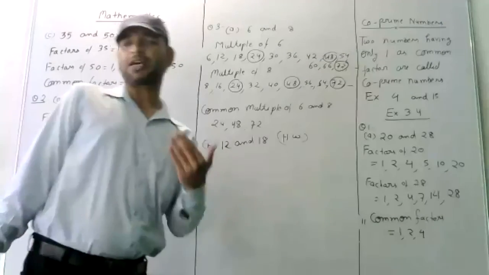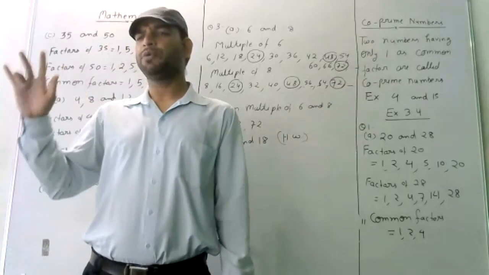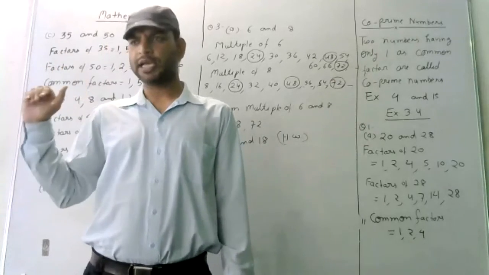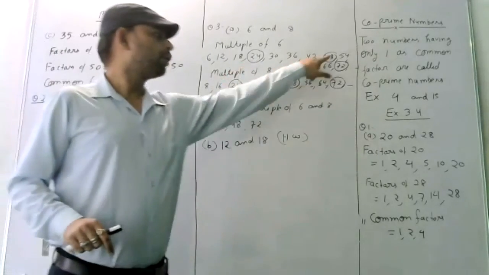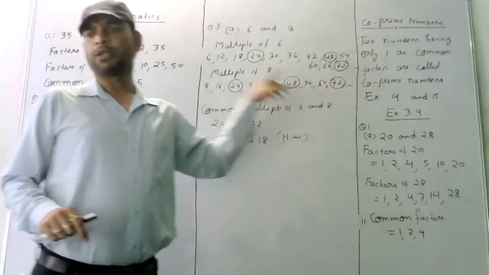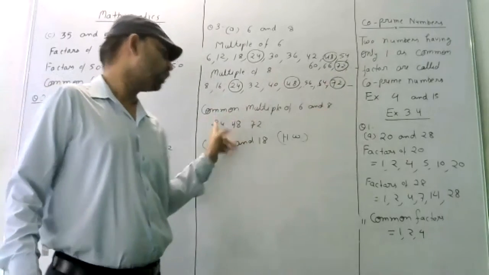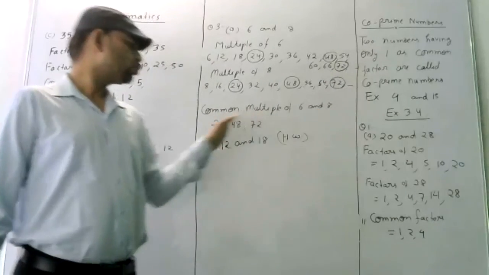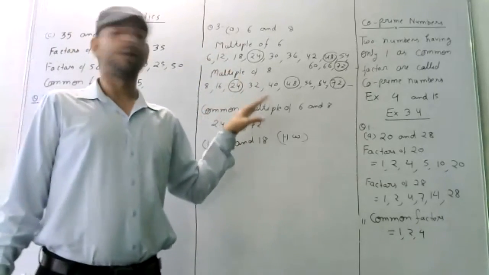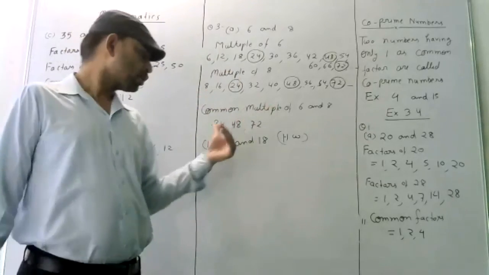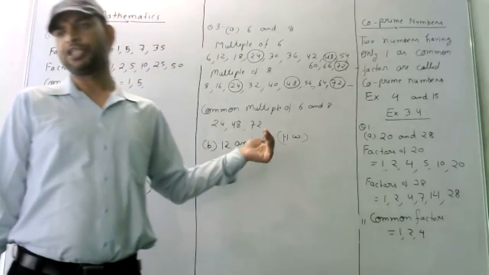And next one is common multiple. Multiple means a number multiplied by 1, 2, 3, 4, 5, 6, 7 and so on. Okay? So the first common number is 24, 48 is common, 72 is common. We have to find the first three multiples. The first three common multiples of 6 and 8 are 24, 48, 72. And we have to find three common multiples of 12 and 18. So this question is your homework.